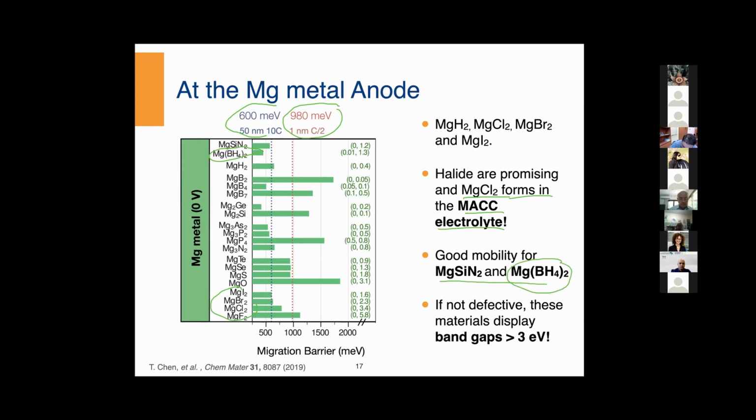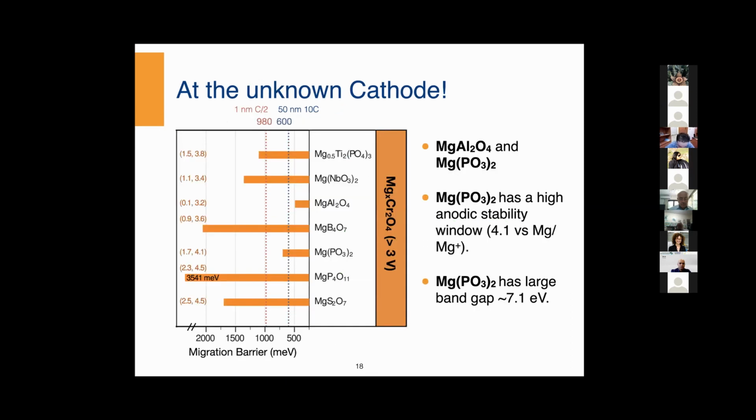Magnesium hydride seems promising also in terms of stability against magnesium metal. At the cathode side, the situation looks a little bit less promising, because we can identify very much two materials. One is the magnesium aluminate, which by the way is not stable against magnesium metal, and likewise the magnesium phosphate. The magnesium phosphate is interesting because it has a rather large band gap as every phosphate, if you think about any phosphate that does not contain transition metals or open d systems, right.